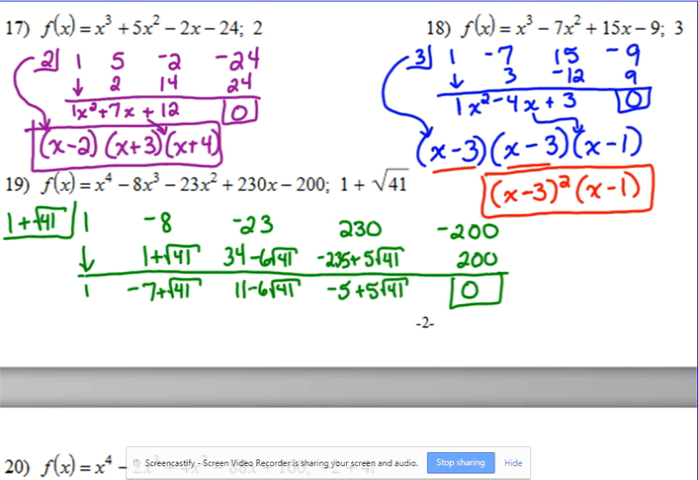Now, I don't know about you, but you're probably thinking, well, I've never seen a polynomial with square roots as coefficients, okay? And you're right. Okay, but what's our property? If 1 plus the square root of 41 is one of our zeros, then what else is one of our zeros? 1 minus the square root of 41. So we're going to do synthetic division again, and guess what? They're going to go away.